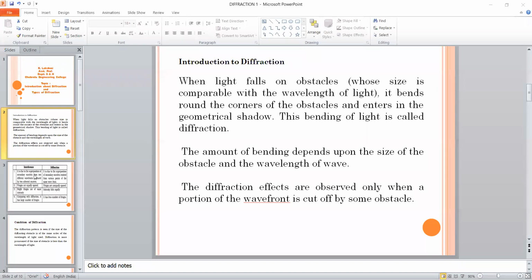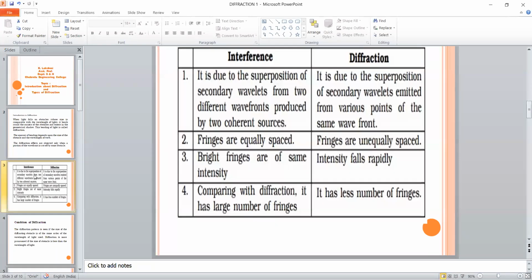Next, what is the difference between interference and diffraction? Interference is the superimposition of secondary wavelets from two different wavefronts produced by two coherent sources.